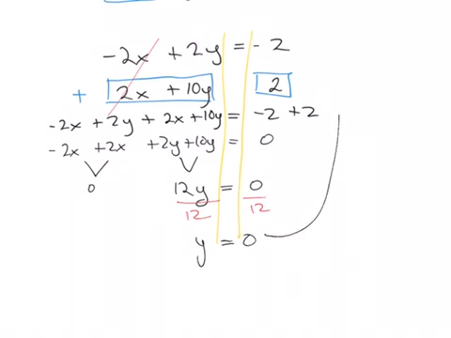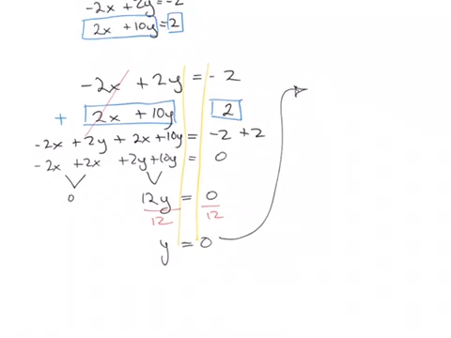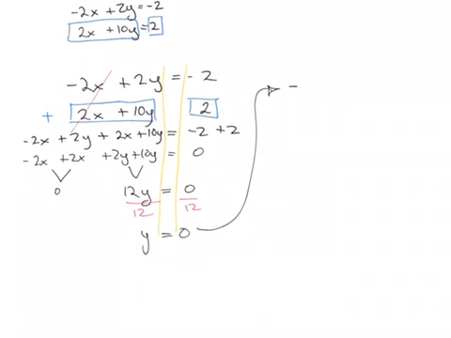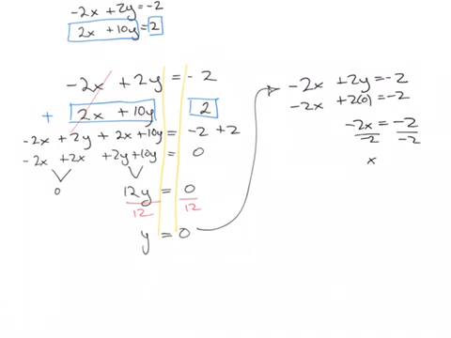So now that you know what y is, you're going to want to solve for x, and the way to do that is to take one of your equations, like negative 2x plus 2y equals negative 2, and since you know that y is supposed to be equal to 0, you replace y with 0. And so you have negative 2x plus 2 times 0 equals negative 2. So that's negative 2x equals negative 2, or x is equal to 1. And so our solution is 1, 0.